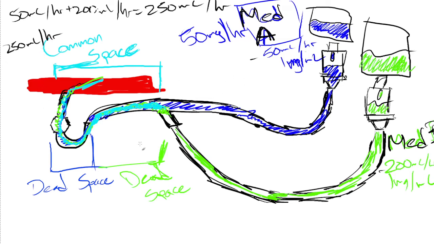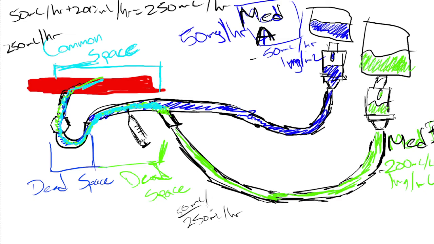The other portion is that if we were to take a needle, stab it into this tubing right here, pull back on our little syringe, and extract some of this, we're going to have a dilution of Med A and Med B. The way we figure that out is we take our rate, divide that by the common space rate, and then multiply that by our dilution. In this case, we have the 250 mLs per hour rate. We're going to start with Med A. It's going at 50 mLs per hour.